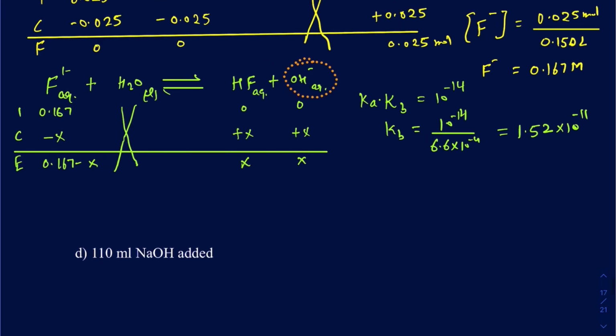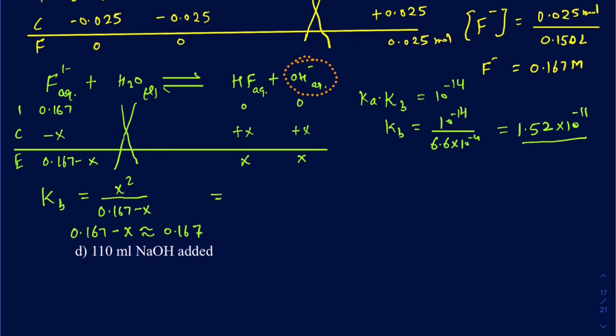So that's going to be your Kb. So let's go back here and write that equilibrium base expression here. Kb is going to be x squared divided by 0.167 minus x. And you can easily assume that 0.167 minus x is approximately going to be equal to 0.167, because look at it, this Kb is very, very small. So let's go ahead and put these values in there. 1.52 times 10 to the minus 11 is going to be equal to x squared divided by 0.167.